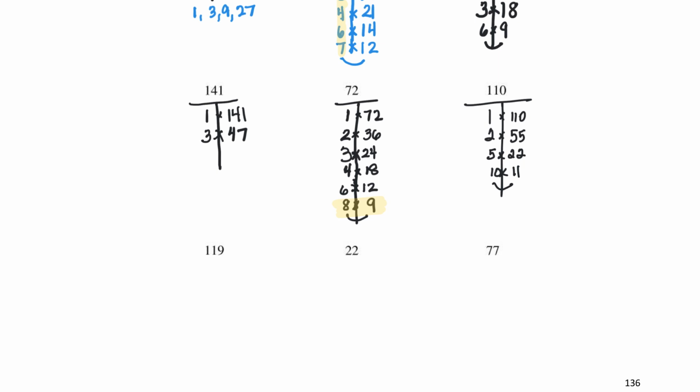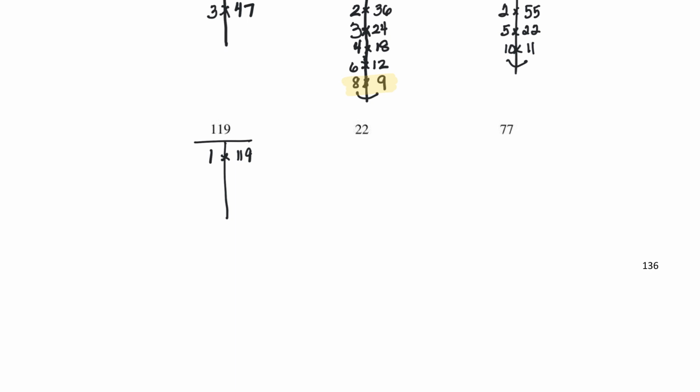Let's go on to the next one, 119. Pause the video and give it a whirl. And you can get started with 1 times 119. Use your calculator and go through the numbers to see if you can find the rest of the factors of 119. There are a couple of more, not many. And there are the remaining factors. So the factors of 119 are 1, 7, 17, and 119.